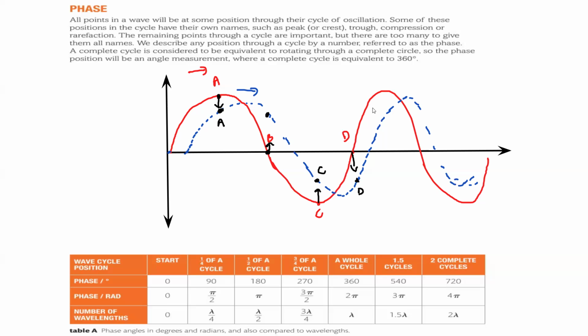Same way, if there was point E here, and they ask, draw an arrow to show the direction of motion of point E, the red one was the original position, the blue one is the new position. So point E will be here. Which direction has the point E moved? It has moved downward. So that's how we identify the direction of the movement of the particles. Is it clear?